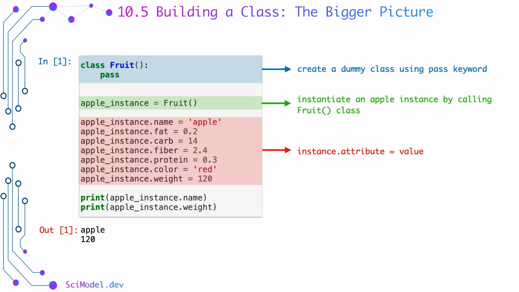The attributes' names are name, fat, carb, fiber, protein, color, and weight. Each attribute is associated with a specified value. Now, the attribute's values can be accessed using this syntax, which we are printing in this case. Similarly, you can create a new instance for the banana fruit with the same syntax.